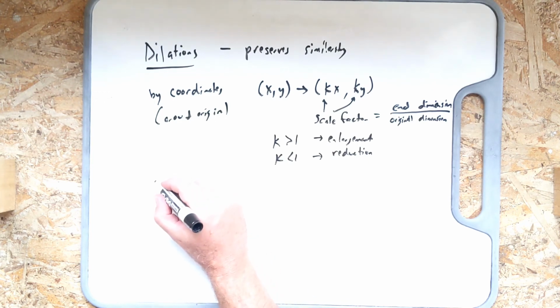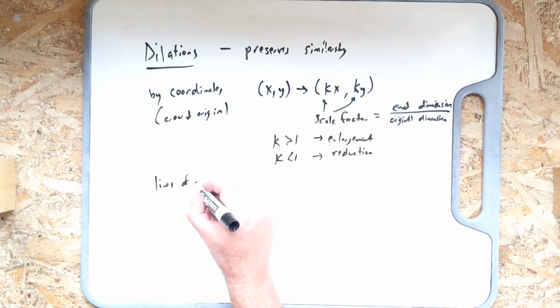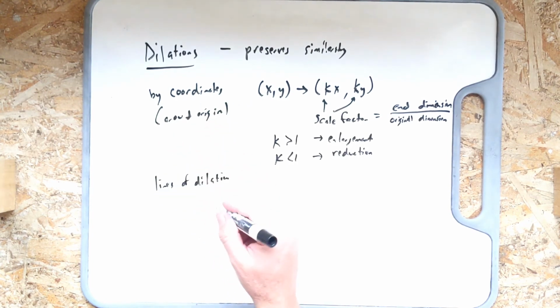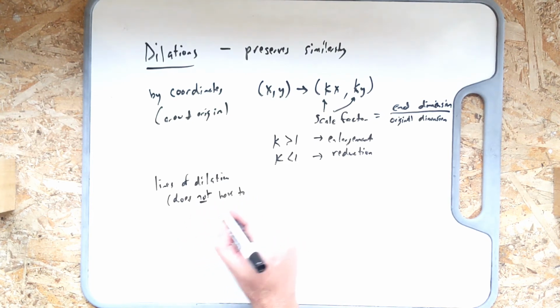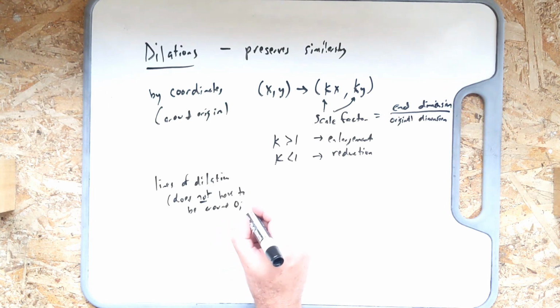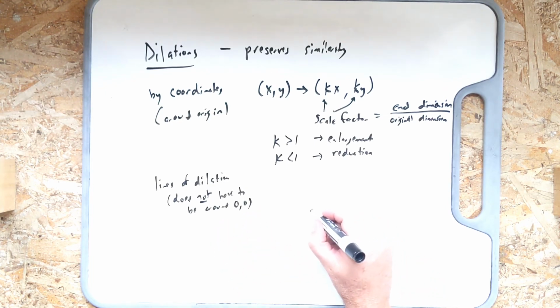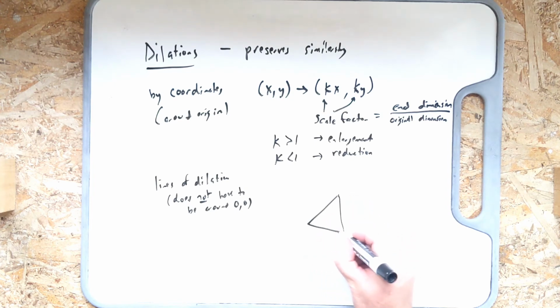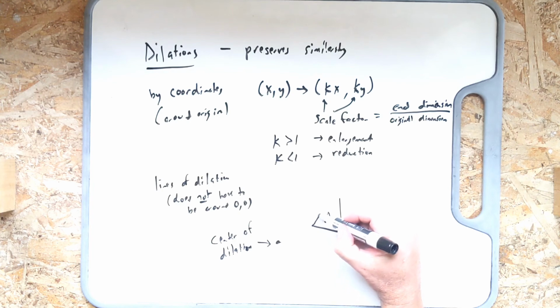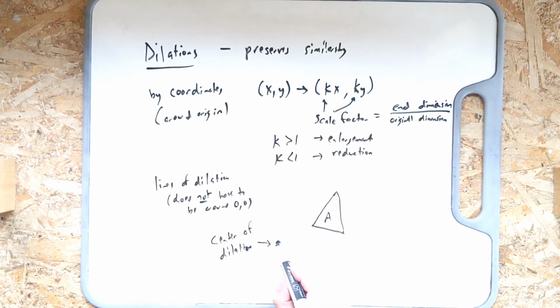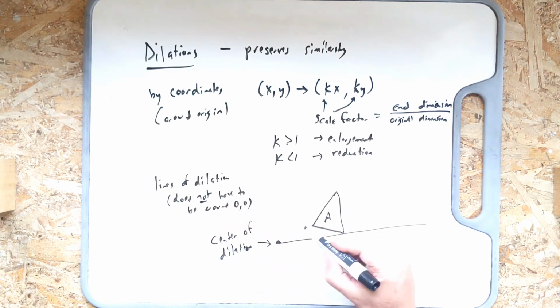The other way we did it was by lines of dilation. And that can be anywhere, does not have to be the origin. Can be, but doesn't have to be around 0, 0. I'll just draw a picture of it. It's not going to look great because I'm not on a graph board. If I have a figure A, and I want to enlarge it around a center of dilation, all I do is connect the center to these points on the figure with a line. That's called a line of dilation.